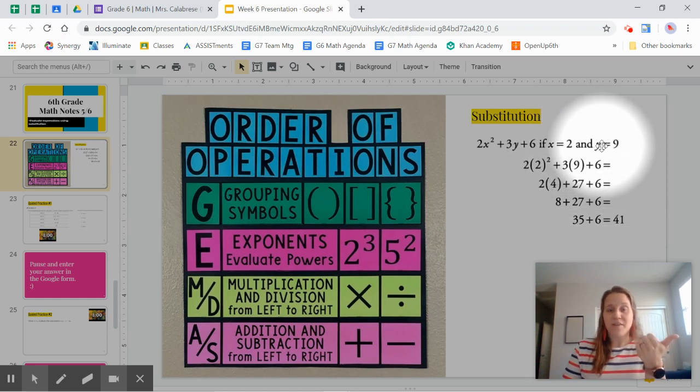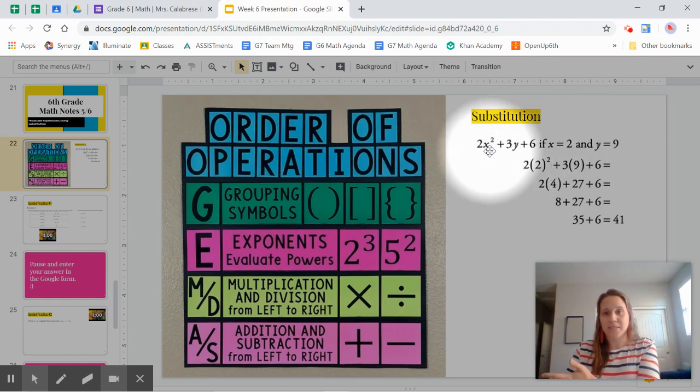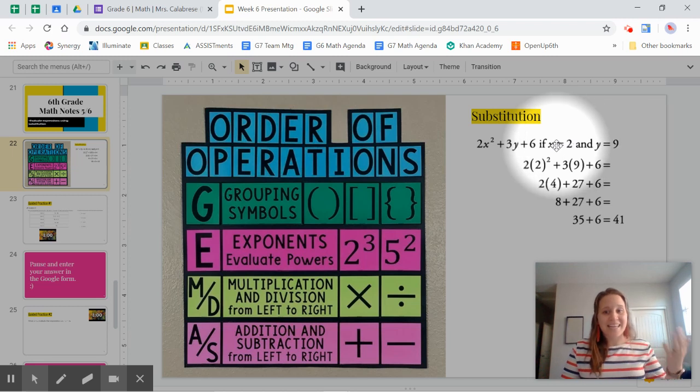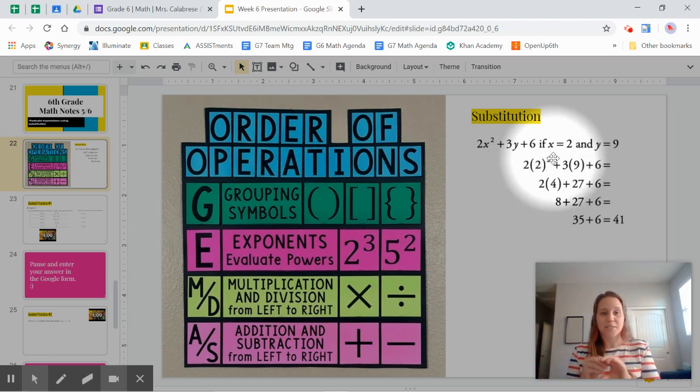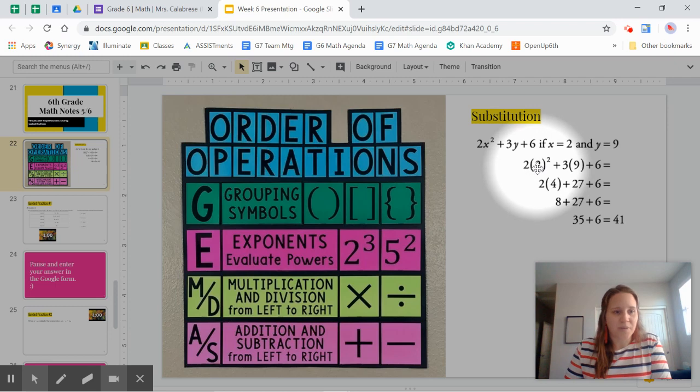So big things to look out for. Sometimes you have 2 different values for 2 different variables. If there is the same variable multiple times in your expression, it has the same value every time. So if I had another x here, then it also would have a value of 2. If I had a z, it might have a different value, right? Also look out for exponents. Remember that exponent is only applied to the number that's right next to it in those parentheses.